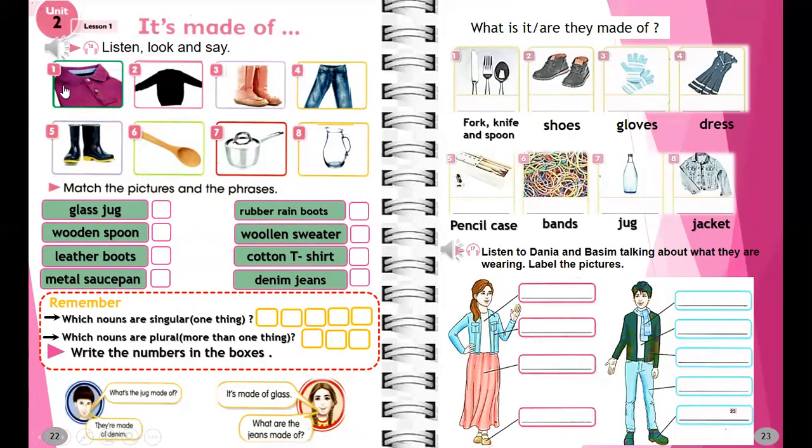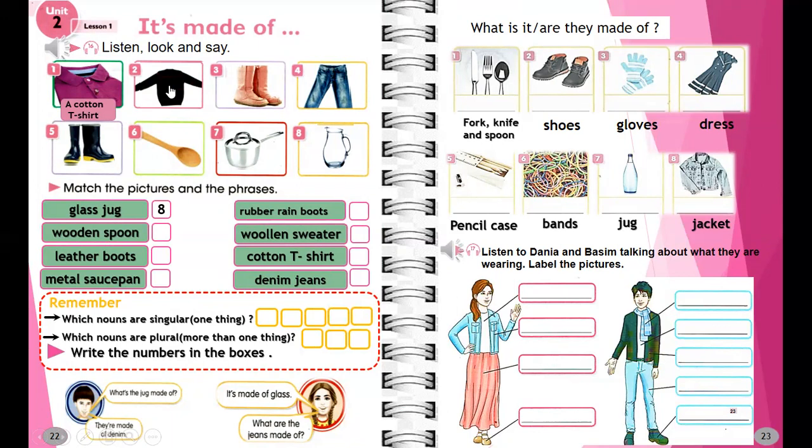If we come to picture number one, I will ask about the t-shirt. What is it made of? It's a cotton t-shirt. It's made of cotton.